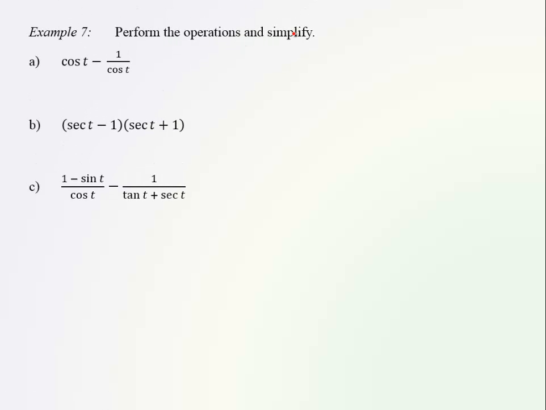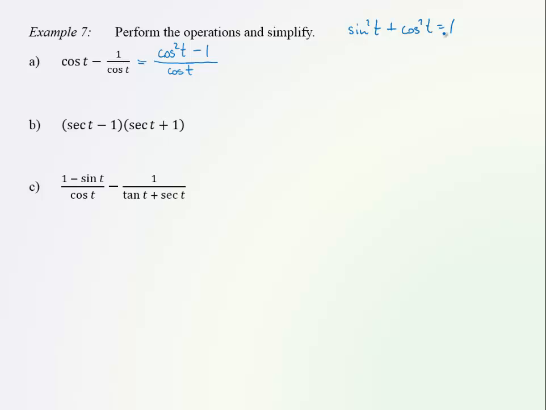Perform the operations and simplify. Well, it's cosine minus a fraction. Why don't we put this under a common division bar and see what will happen? Cosine t, that means I need to multiply this cosine, so it's cosine square t minus 1. And that reminds me of the Pythagorean identity. It's not exactly the same, but who knows, maybe we can take something from it.